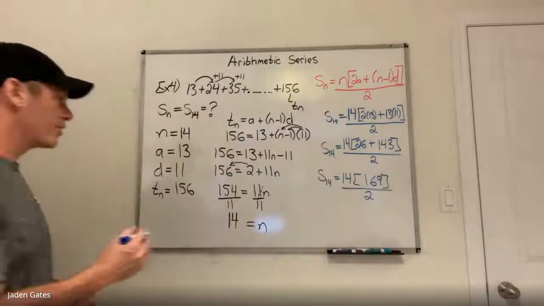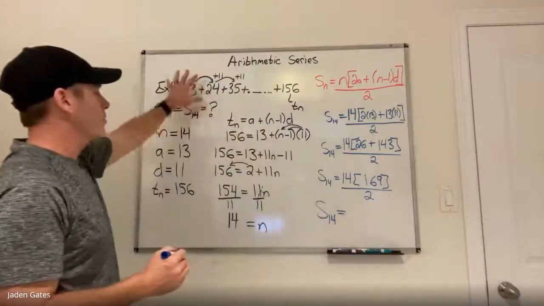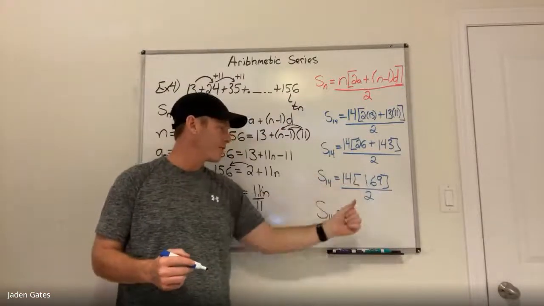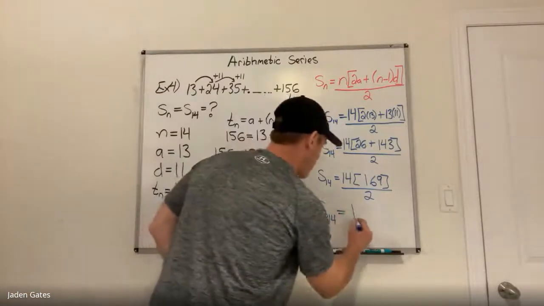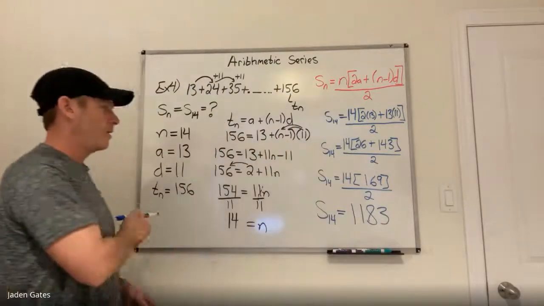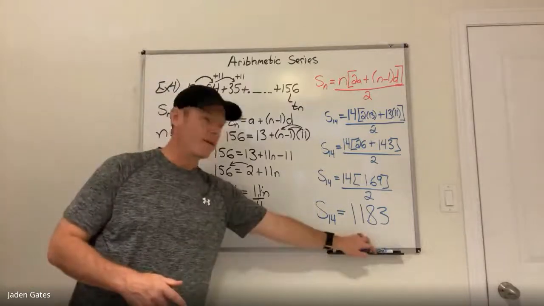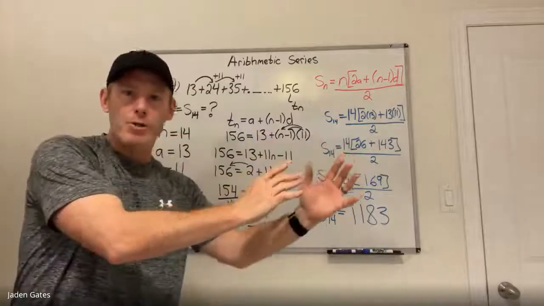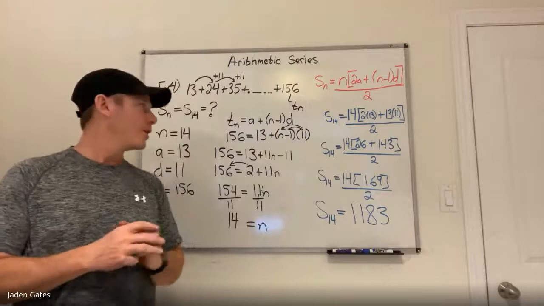And now I can do this all at once, which is great because I'm running out of room. The sum of this series, which we found out has 14 terms, I take 14 times 169, and I divide it by 2, and I'm getting a total of 1,183 is the total of that series. All right, so again, different formula. The difference between a sequence, which is just a list of numbers, and a series is we're adding up all those numbers.